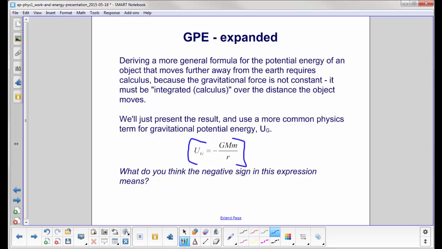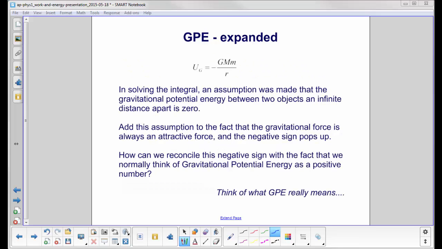Now, what do you think the negative sign in this expression means? When the integral is solved, an assumption is made that the gravitational potential energy between two objects that are an infinite distance apart is zero. Now, when we add that assumption to the fact that gravity is always an attractive force, the negative sign pops up both in the math that we do and also the concept that we want to get across.